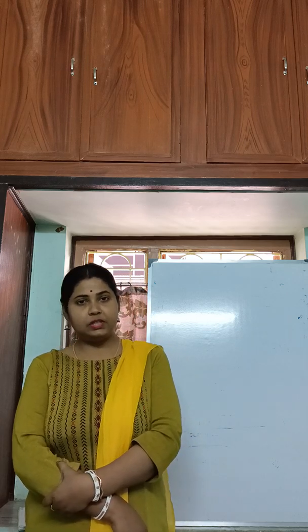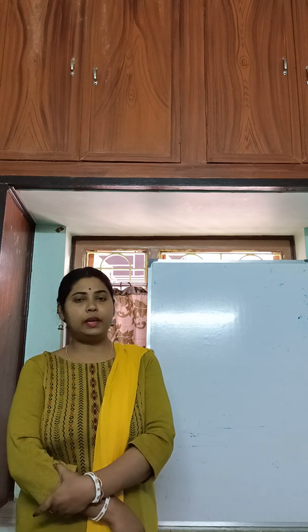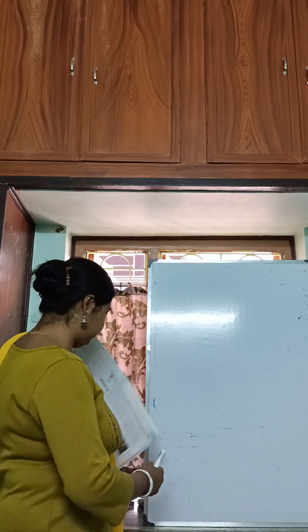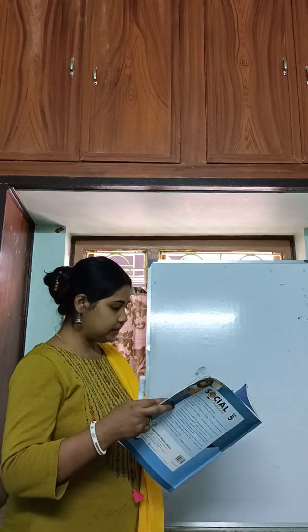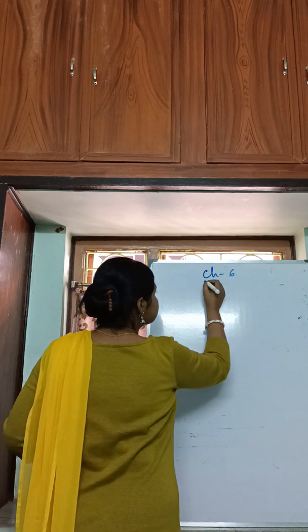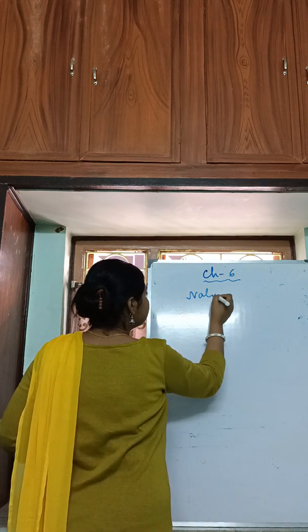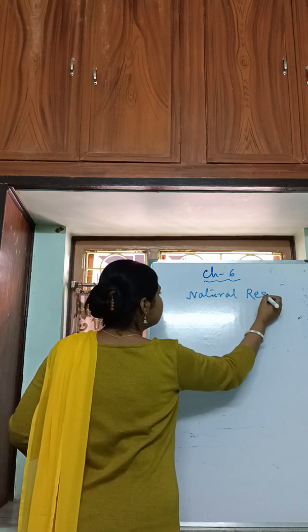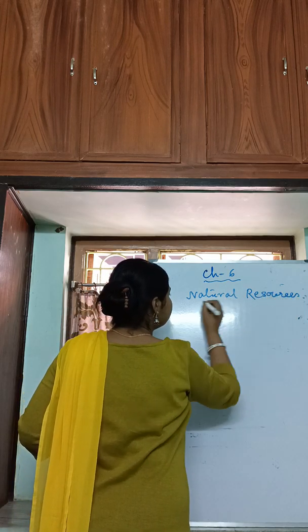You have completed your pre-annual examination, and today we will start our annual portion. The annual portion already started, but the next chapter I will start. The chapter name is, that is chapter 6, Natural Resources. Chapter 6. This is Natural Resources. Okay.